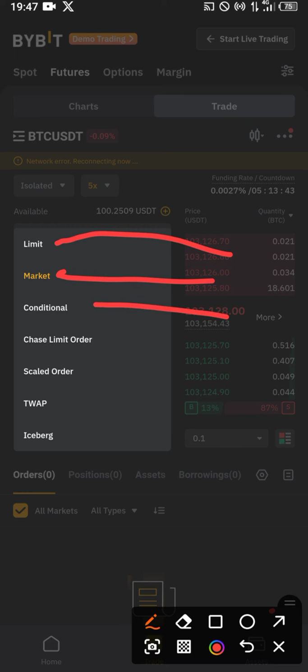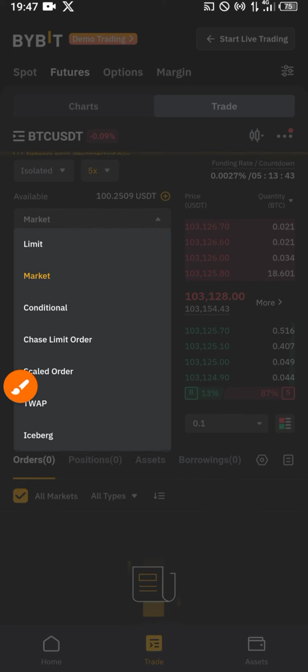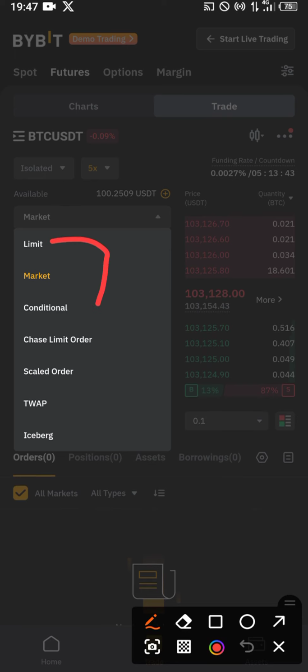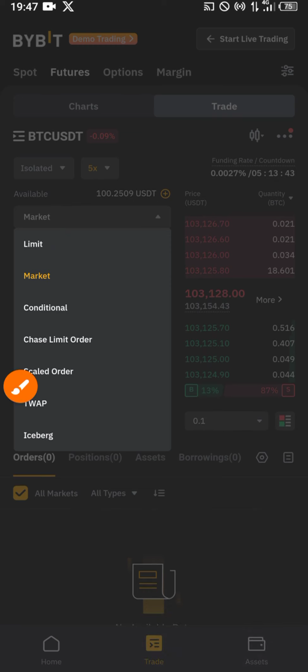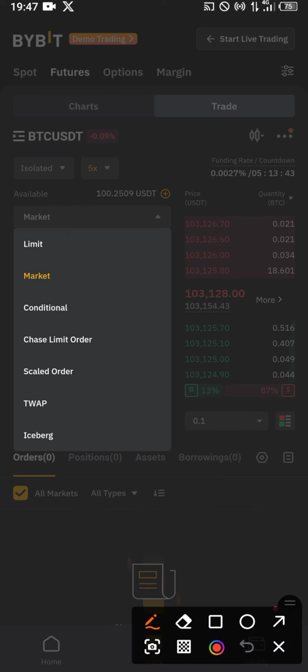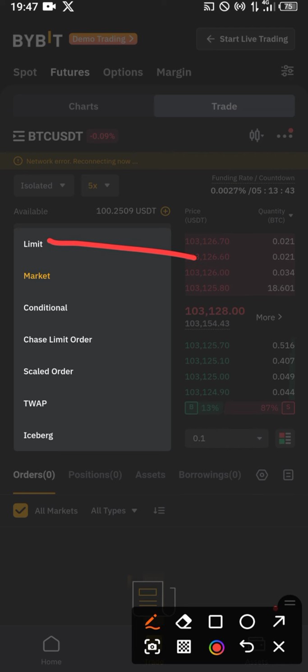Limit versus conditional order, right? These two. Now, when you place a limit order on Bybit, remember I'm explaining this now, you are telling the system, I want to buy or sell only at this exact price. You are buying at your own price, not at what people are selling or buying.